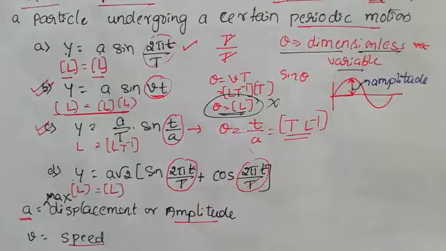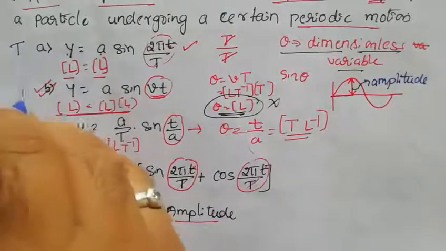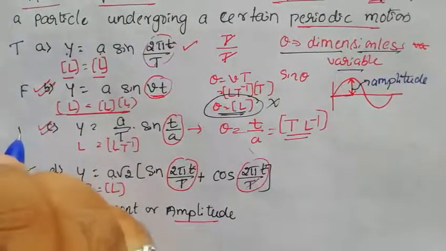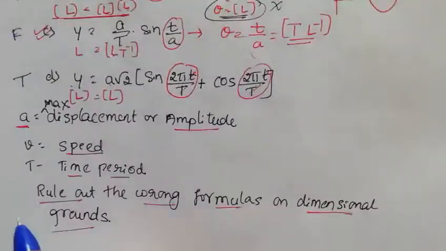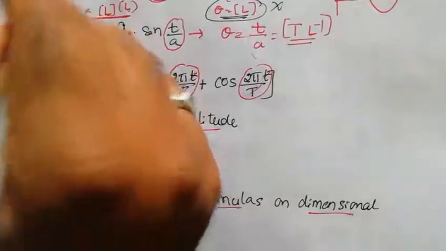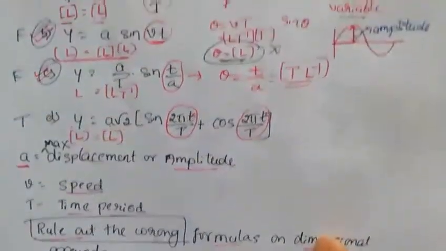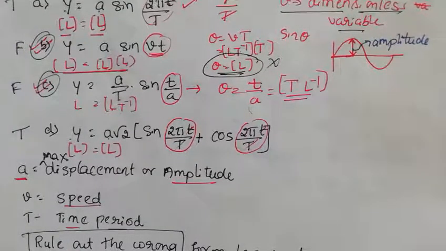Now in these, this one is dimensionally true, this one is dimensionally true, but these two are false equations. According to the question, they are asking us to rule out the wrong formula. So what are those? B and C. So B and C are wrong formulas. So these are the questions. This is about the concept of dimensional analysis.